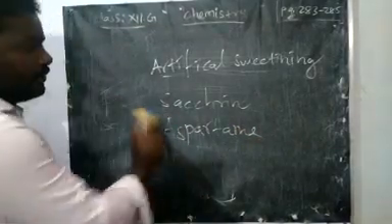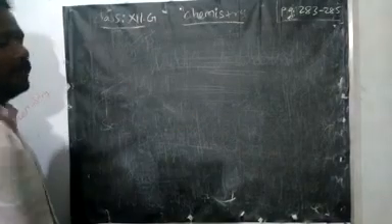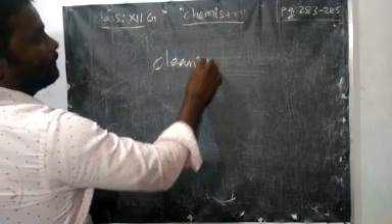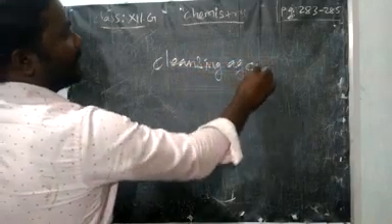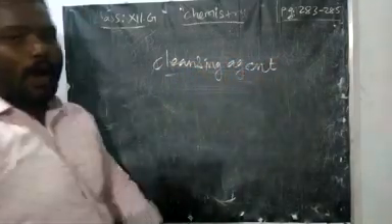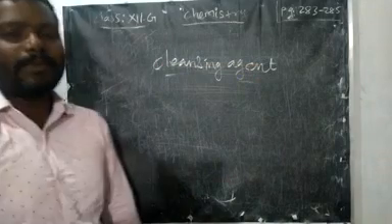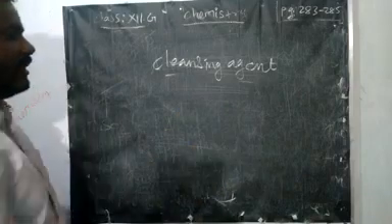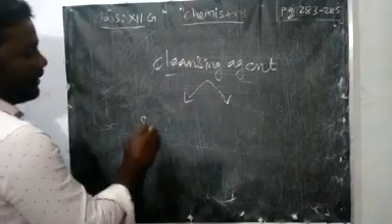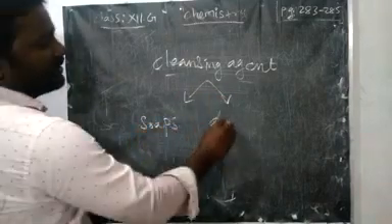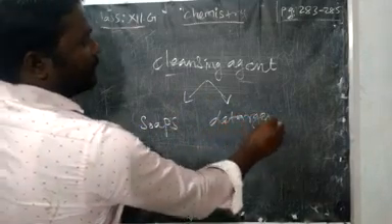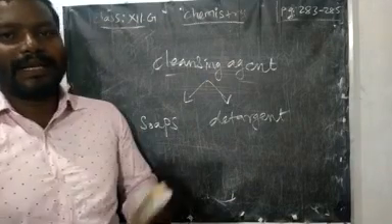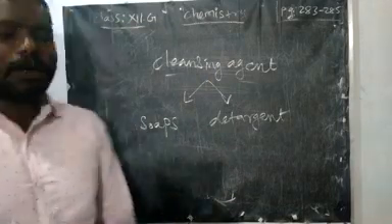Next we are going to learn an interesting topic, that is cleansing agents. What do you mean by cleansing agent? If you want to clean, we want to use some chemical, and they are called cleansing agents. See, in cleansing agents we can have two types. Usually one is soaps, another one is detergents. What is the difference between soap and detergents? See, their reactivity and their components are all different.